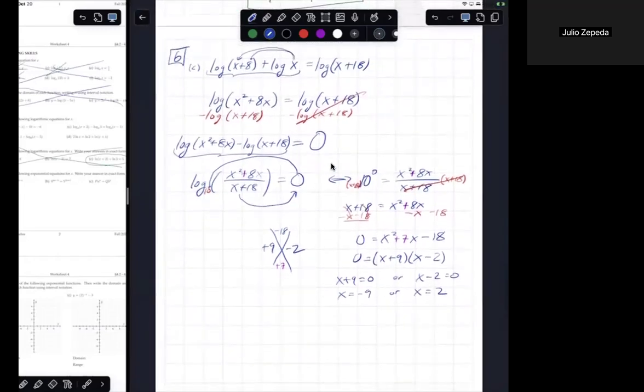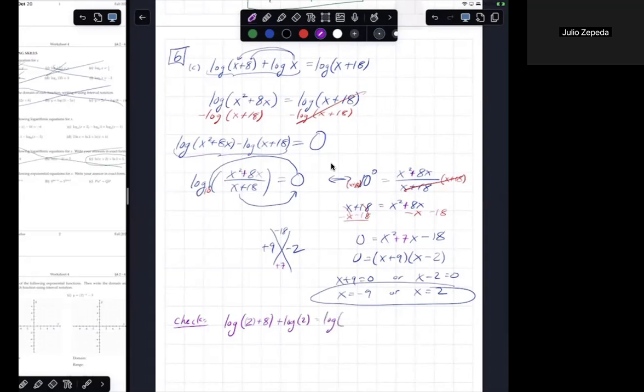Now, it seems like we have two solutions here, but remember that anytime you solved an equation in the past, what it meant for it to be a solution was that you could check your solution by plugging in the number, let's start with x equals 2, into the equation, and you can get a true statement. So log of 2 plus 8 plus log of 2 equals log of 2 plus 18.